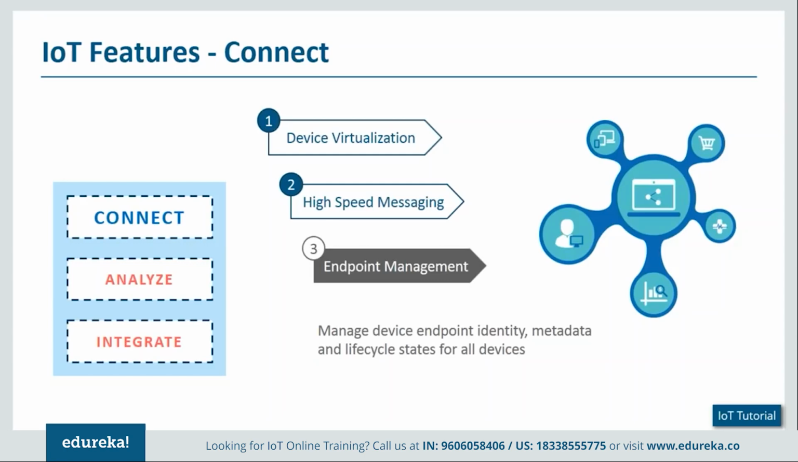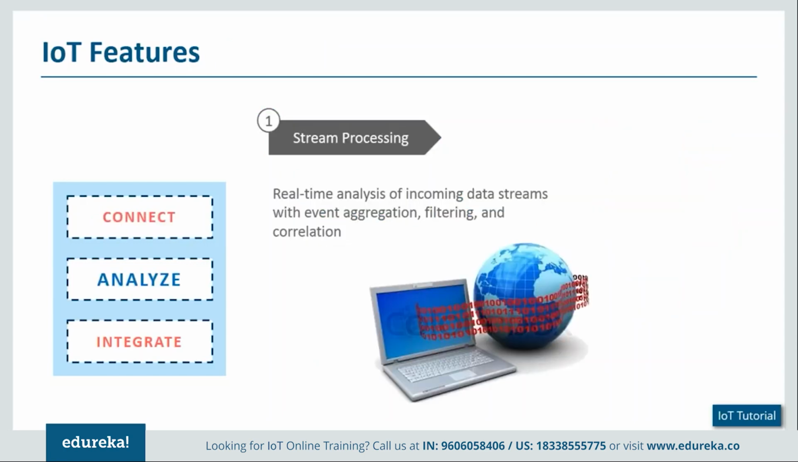Now the next feature is analyze, and the first thing that you need to do for analysis is stream processing. Now if the data coming from the device is not on a real-time basis, then my system is of no use. There's no use if I tell my system to switch on the AC at my home and by the time I reach there, the AC is not even turned on, then it's a failure of my system. Okay, so real-time analysis of the incoming and outgoing data must be done with respect to different aggregations, filtering, correlations, processing and so forth.